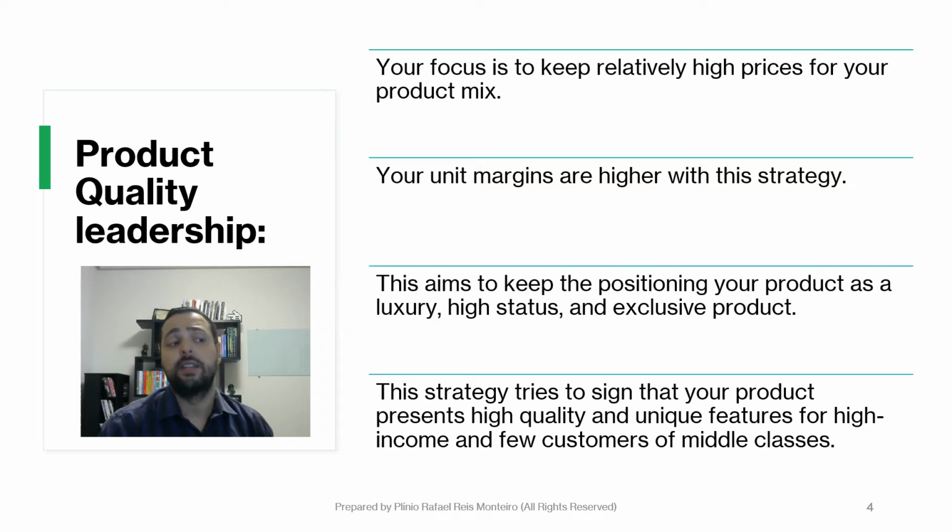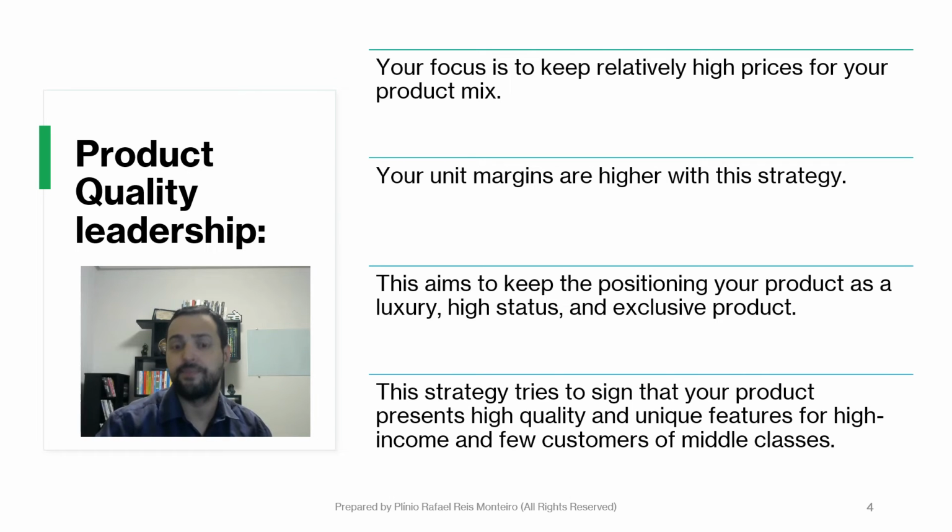And lastly, we have the product quality leadership strategy. In this case, your focus is to keep a high price, and also a price that signals to your customers that your products are really of high quality. So your unit margins with this strategy will be the highest possible, and your aim here is to keep your product as a luxury, high status, and exclusive product, telling everyone that if they are going to buy a product from you, it's costly, but it's worth it because your product is really good. It's really better than any other option that they can find in the market. So here, the idea is to present the unique features of your product, especially focusing on high-income customers and a few customers in the middle class, just the ones that are willing to pay more for having something that is exclusive.